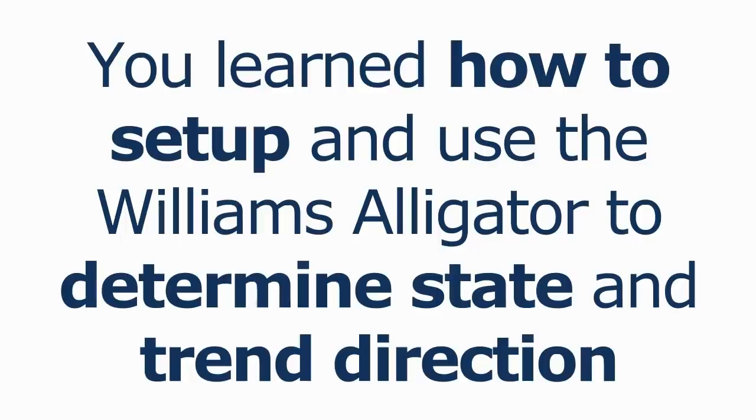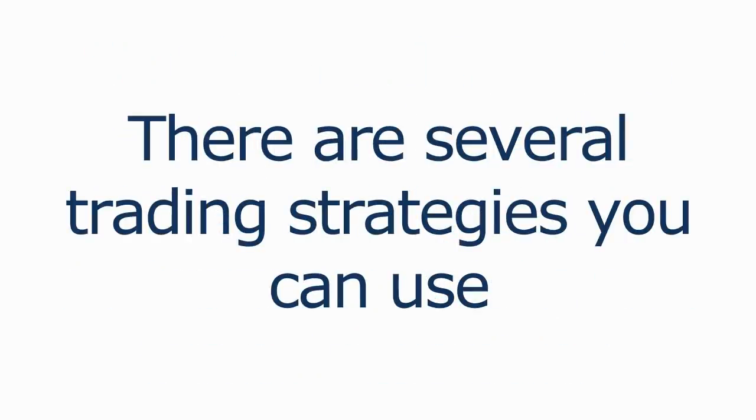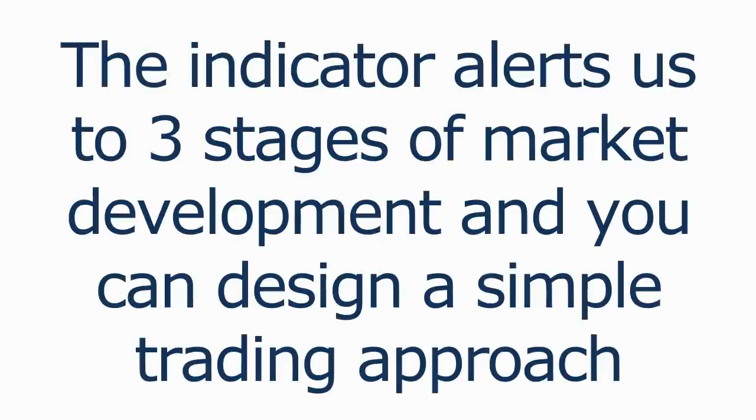So at this point, you've learned how to set up and use the alligator to determine the state of the market and the trend direction. And there are several trading strategies that you can use. And keep in mind that all indicator-based strategies do lag the market. So the indicator alerts us to 3 stages of market development. And with the understanding of those, you can design a simple approach to trading the market.